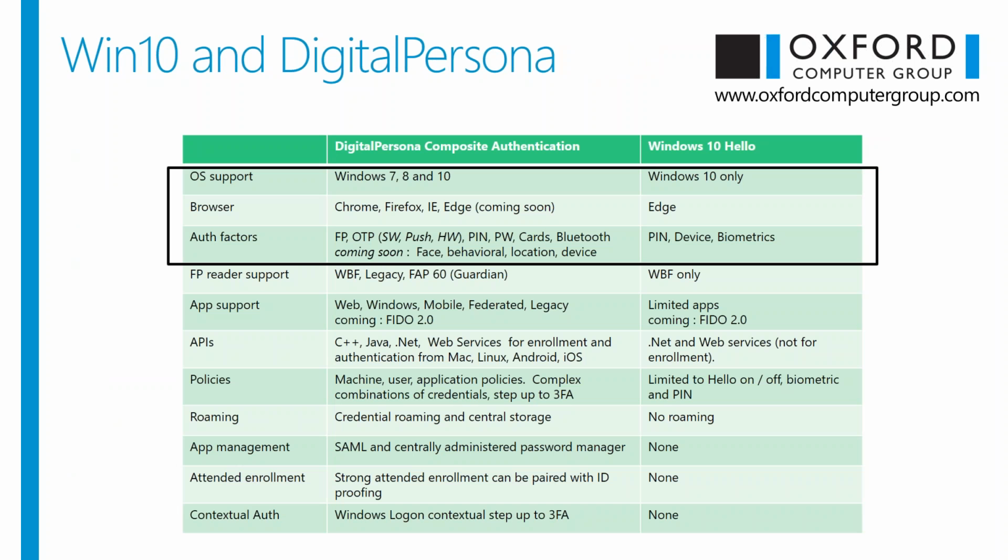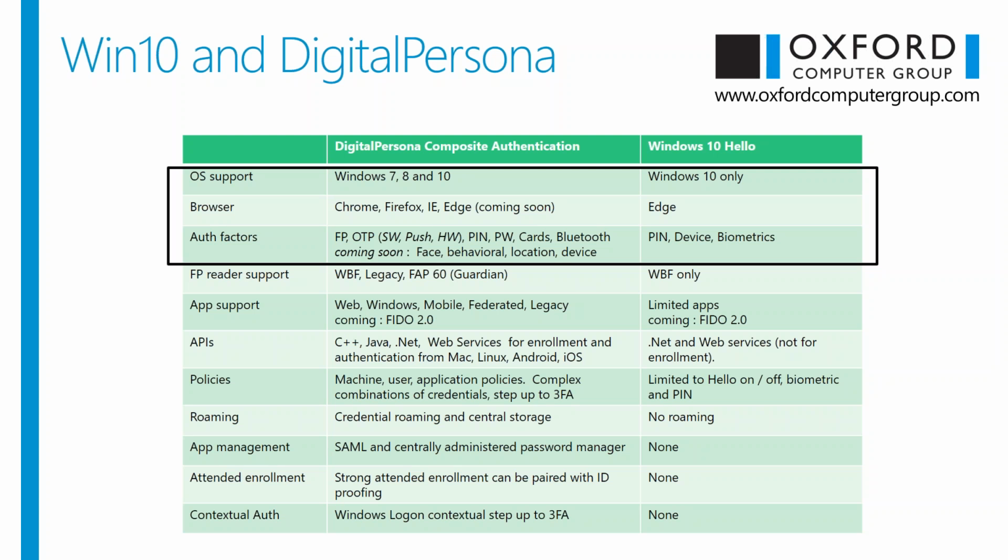When you're looking at Windows 10, of course, not everyone in your organization may be there right now. A lot of folks are still on Windows 7, not so much Windows 8. And Windows 10 will be at critical mass in about 18 months, but it's not there right now. Also, as you take a look at the browser, what's supported from Crossmatch versus what's supported in Windows Hello, only the Edge browser is supported there.